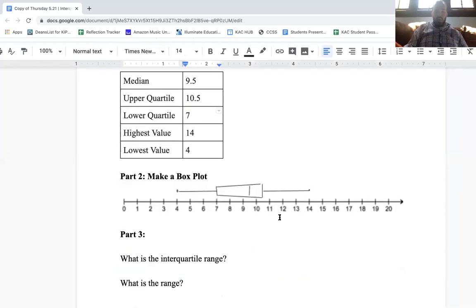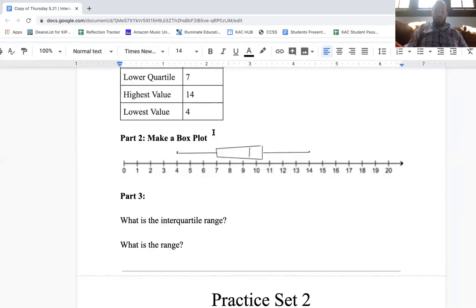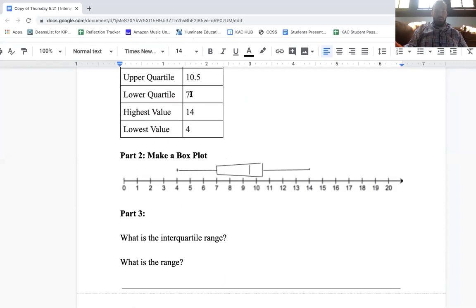Okay, now interquartile range. Since I already found my upper quartile and lower quartile right here, I could use the box plot or I could just use these numbers. Upper quartile is 10.5 minus lower quartile is 7. 10.5 minus 7 is 3.5. So interquartile range is 3.5. Highest value is 14. Lowest value was 4. Range is 10. Double check that you have those answers correct.